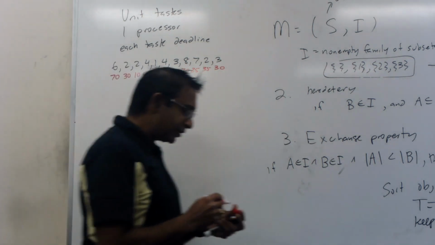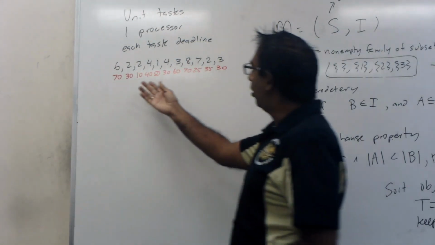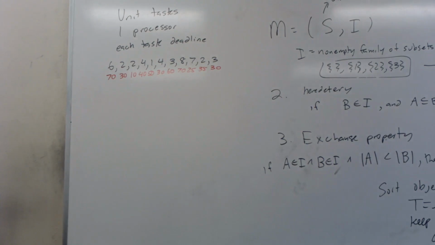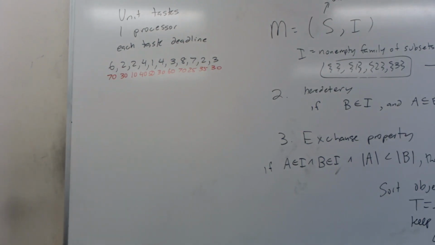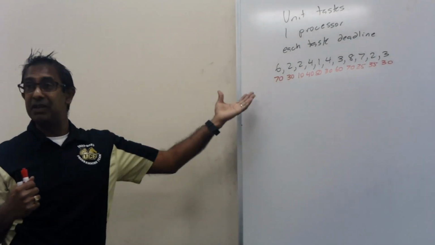Okay. And your goal, obviously, is that maybe you can't schedule all of these things. I've got all the deadlines less than or equal to 8, but there's probably more than 8 tasks there. So I can't schedule all of them. I want to pick some subset of these things to schedule that gets me the most money, right?